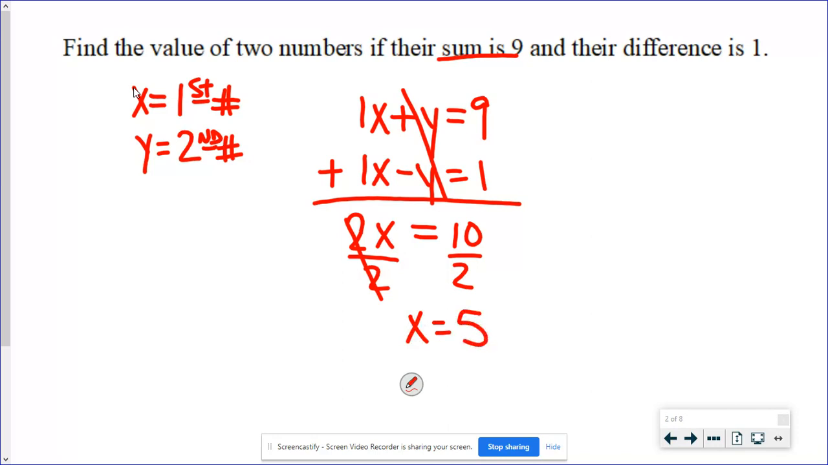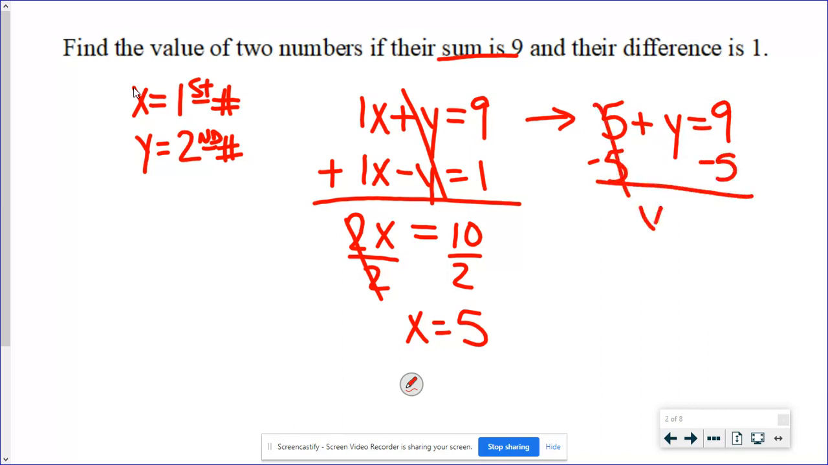Now that I know that x is 5, I can go back into either equation. I don't care which one. Personally, I kind of like the one with the addition, because if I'm looking for the y, at least the y looks positive there. So the x was 5. I'm going to say 5 plus whatever y was gives me 9. So y equals 4. If 4 and 5 are my numbers, the sum of them, 4 plus 5 is 9. The difference, 5 minus 4, is 1.